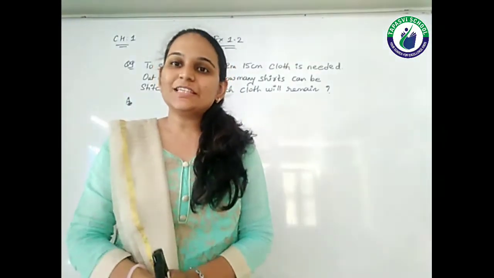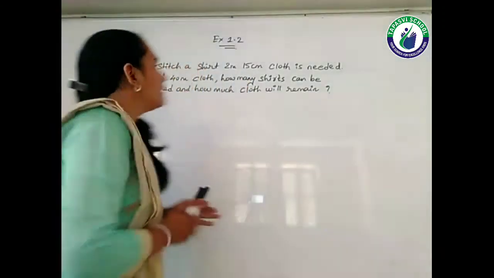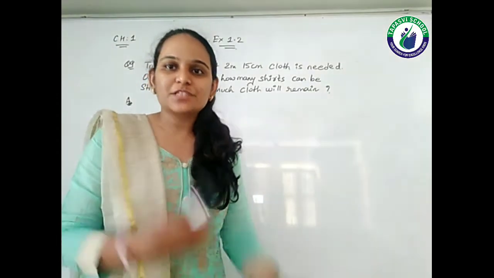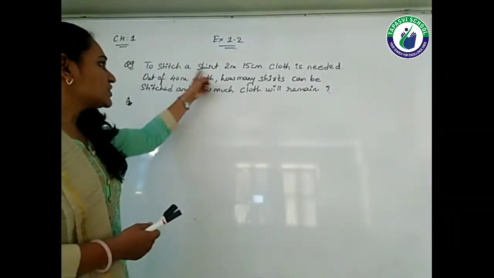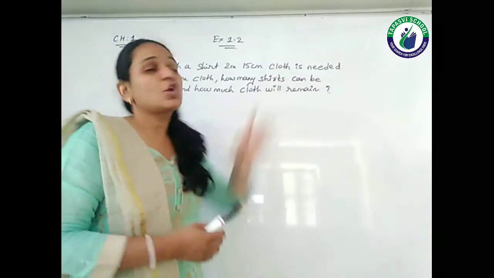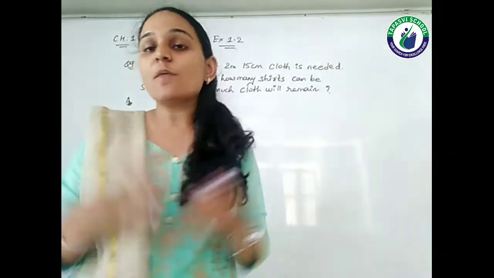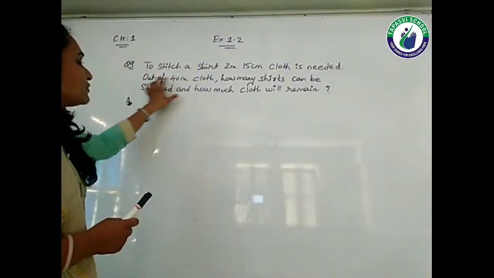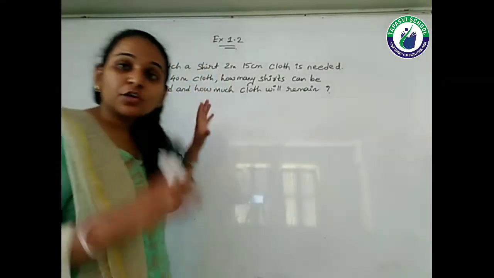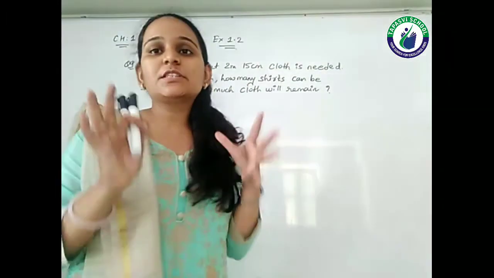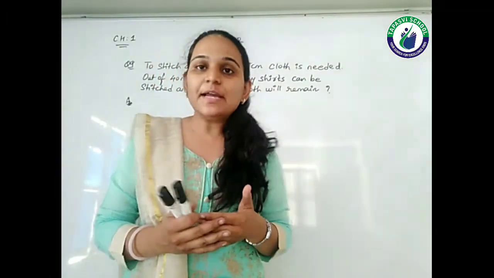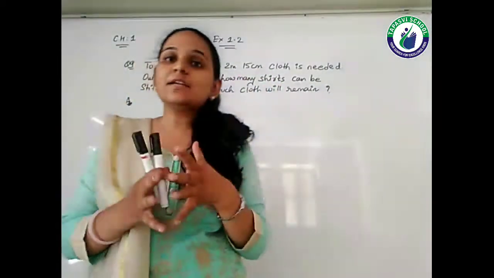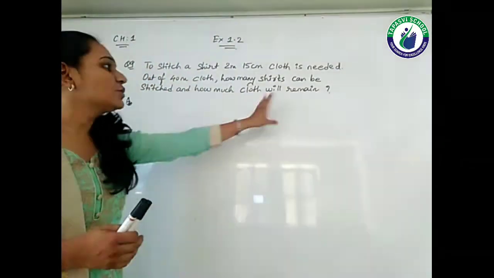Okay students, now let's see question number 9. To stitch a shirt, you know very well what a shirt is, so there is no need to describe it. To stitch a shirt, 2 meter 15 centimeter cloth is needed. That means for one shirt, 2 meter and 15 centimeter. Out of 40 meter cloth, that means the total cloth with us is 40 meter, how many shirts can be stitched and how much cloth will remain?